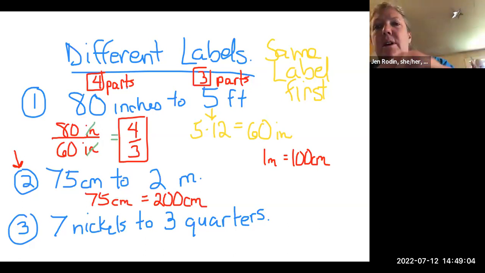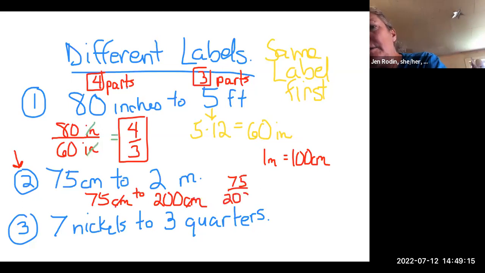So that's 75, oops, not the equal, to 200. Now they both have the same label. So I can write it as a fraction and reduce. 4 and 4 is 8. So that would be 3 to 8.